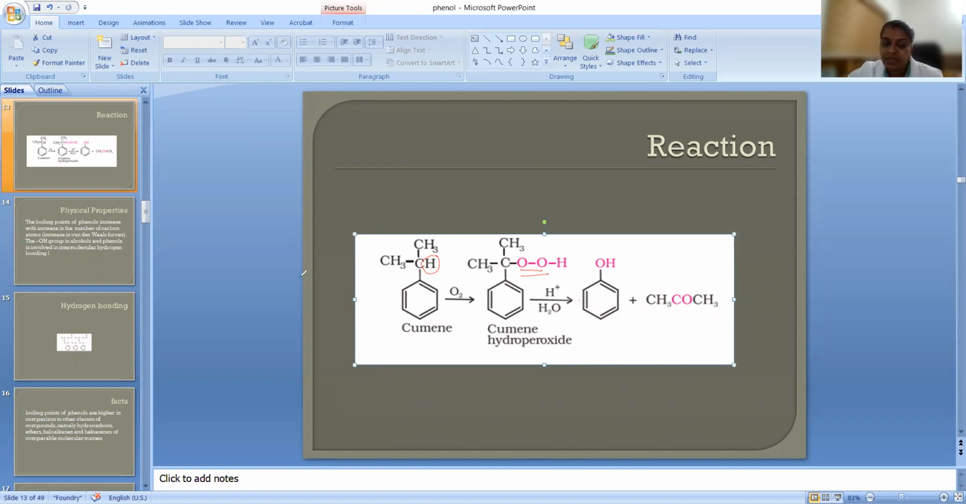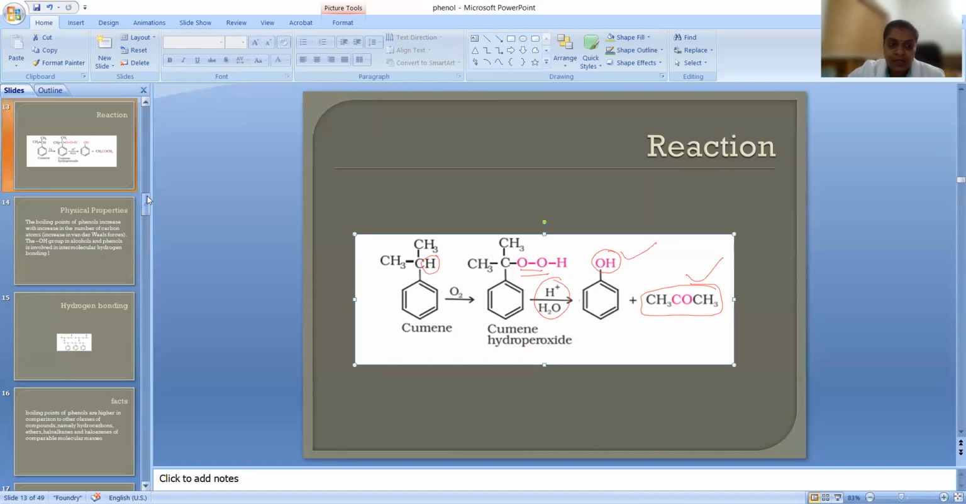So from cumene we get cumene hydroperoxide, and that cumene hydroperoxide will undergo acid hydrolysis. Here it is not converting into sodium phenoxide; directly it will undergo hydrolysis and we get phenol and acetone. So not only for the preparation of phenol, for the preparation of acetone also we can use this particular method.